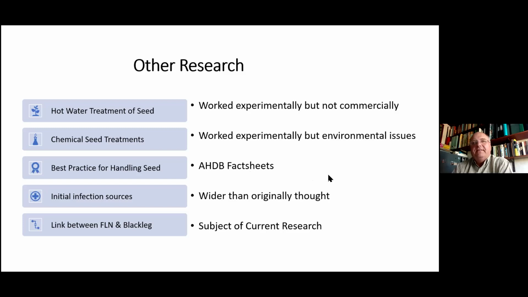Over recent years, AHDB have put out fact sheets. As one of the previous speakers said, one of the big issues is whilst we know what we need to do from a science sector, it's actually getting the message to the growers and the people that need to know the message. So the AHDB fact sheet has been quite a useful resource, and I'll see if I can find it.